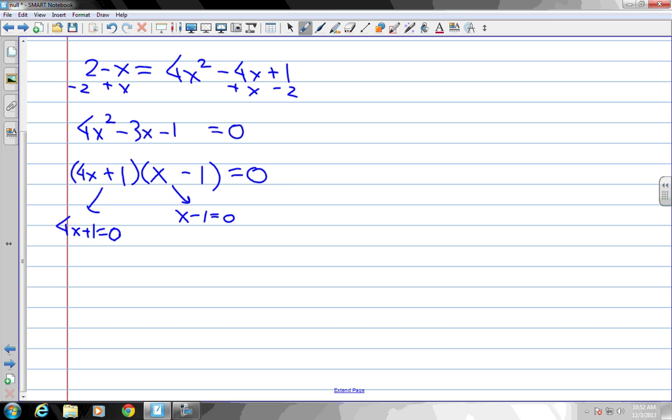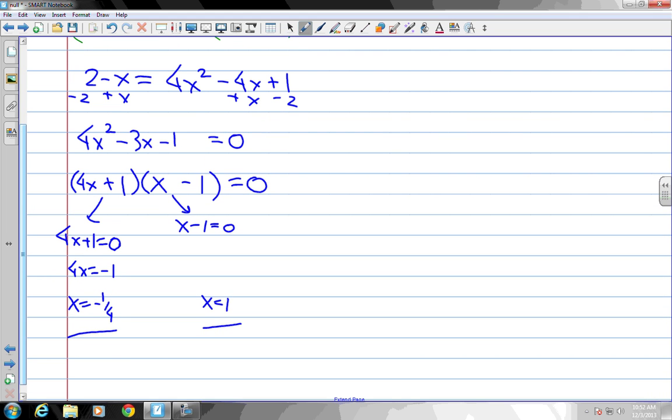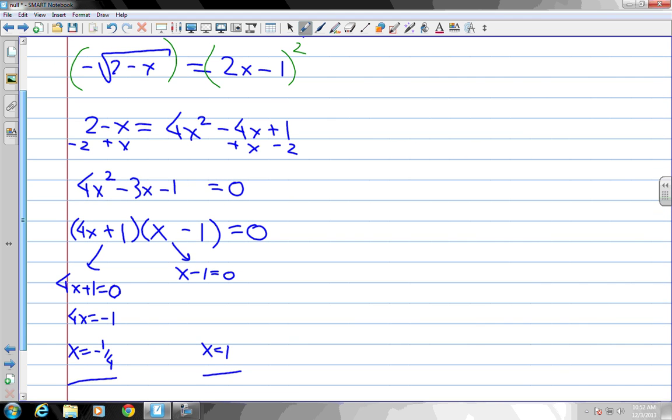solve the first one for x, so it's 4x equals negative 1, so x equals negative 1/4, and the other one is x equals 1, right? Are we done? Right, you have to check. You have to check both of them. Because again, both of them might not work at all. Both of them might work. One of them might work, the other one might not. So you really have to check both precisely.